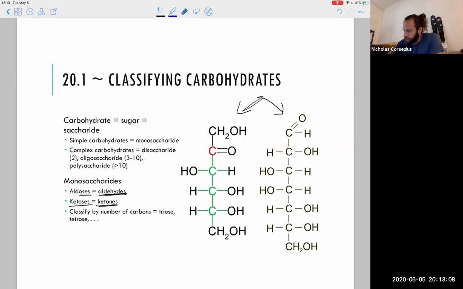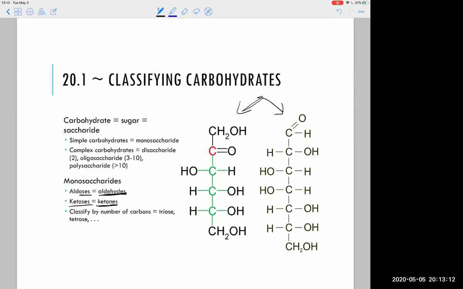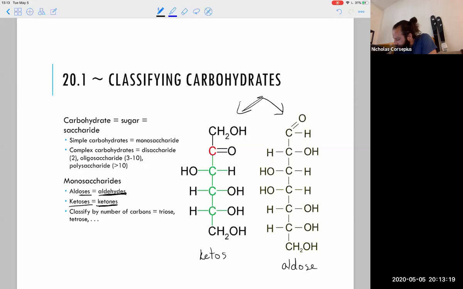Where's my aldose, on the left or the right? On the right. This would be my aldose. And that means that this guy is my ketose. Okay, so this is sort of our level 1 for classification here.